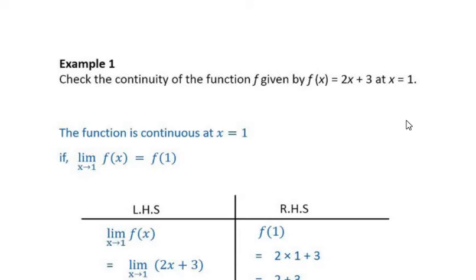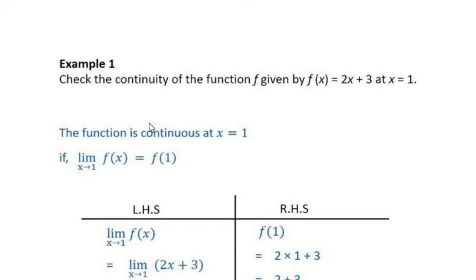That means we can take x = 0.9. We can also take x = 0.99. Then we can take x = 1. We can also take x = 1.01 or 1.001. And if that value is also close to some fixed value, then the function is continuous. And as we all know, a linear function is always continuous.